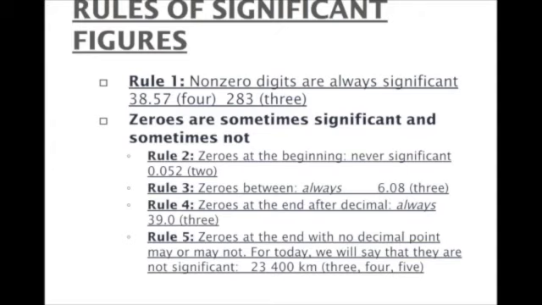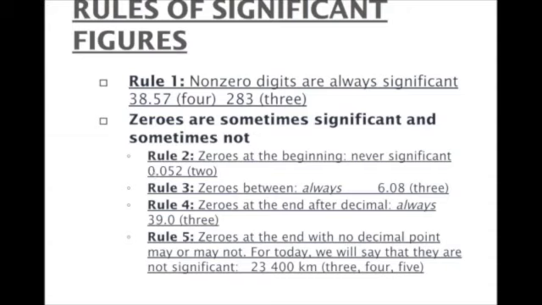Now, when we start seeing zeros, things get a little tricky. So we're going to go through the different rules that explain what zeros are significant and what zeros are not significant. So rule 2, zeros at the beginning are never significant. So you see here, you have some zeros in the very front. There's no number that's not a zero in front of them, so they are not significant. So the only two numbers that would be significant are the 5 and the 2. So for 0.052, there are only two sig figs.